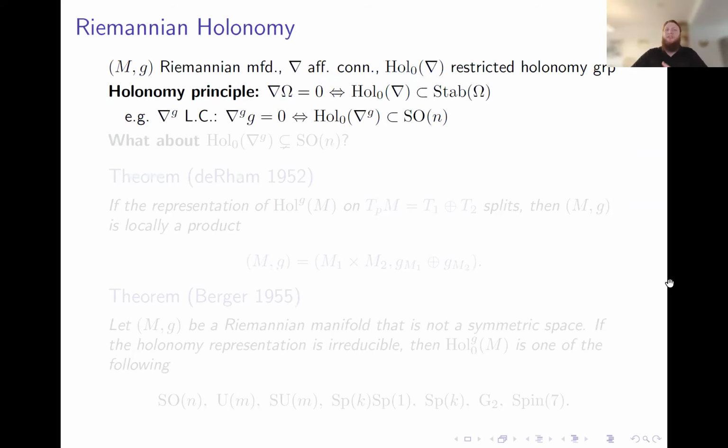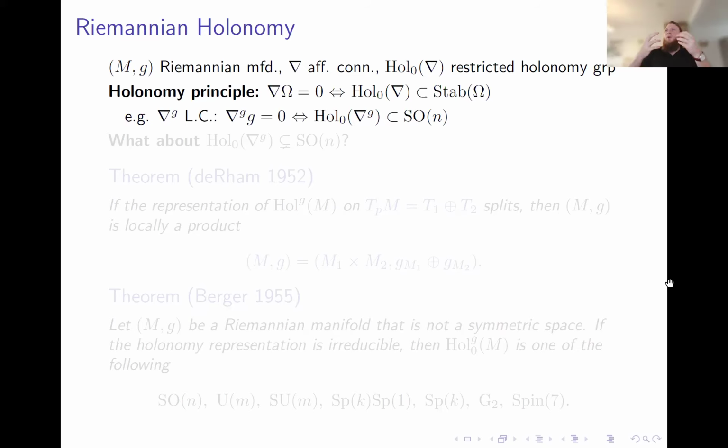Suppose I have any kind of Riemannian manifold together with an affine connection. I can look at the holonomy group. And I'm usually only interested in the restricted holonomy group, so I don't care about topology or anything like that. Then we have the holonomy principle, which basically tells you if you have some kind of tensor that is preserved, then the holonomy should be in the stabilizer of that tensor.